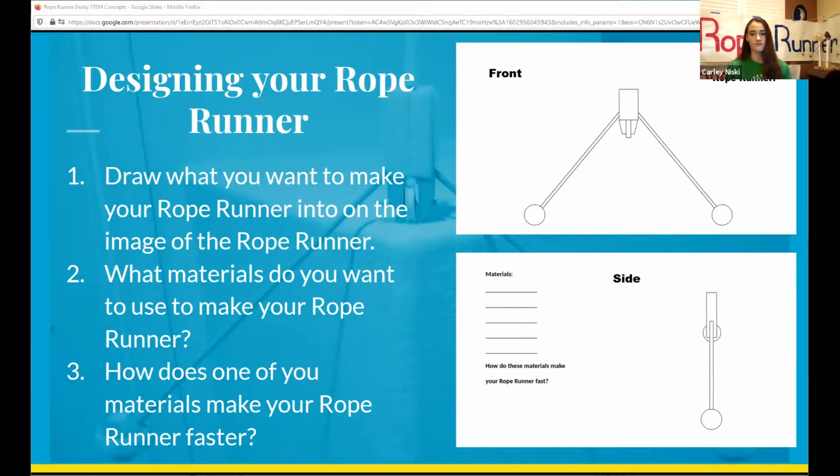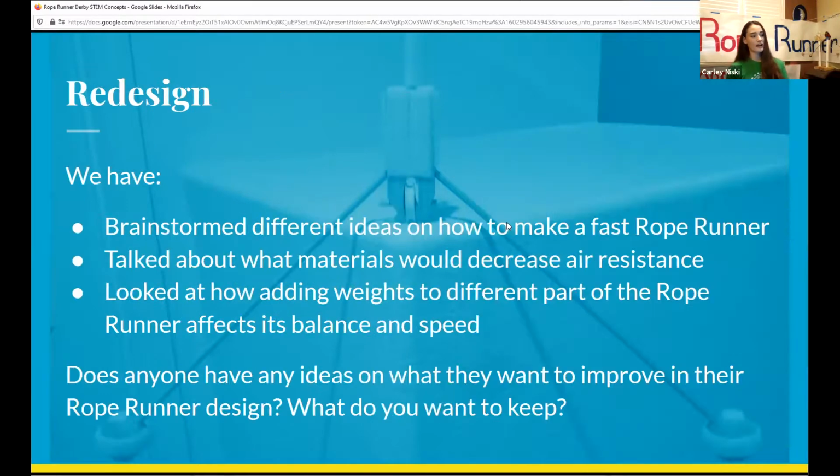Okay, well, it looks like we're off to a good start. Now that we've brainstormed different ideas on how to make a fast rope runner, we talked about how materials would decrease air resistance, so less surface area and alternate designs so that it doesn't completely stop motion, and how the weight affects the balance and the speed. Does anybody have any ideas on how to improve your design of the rope runner based on what we talked about?